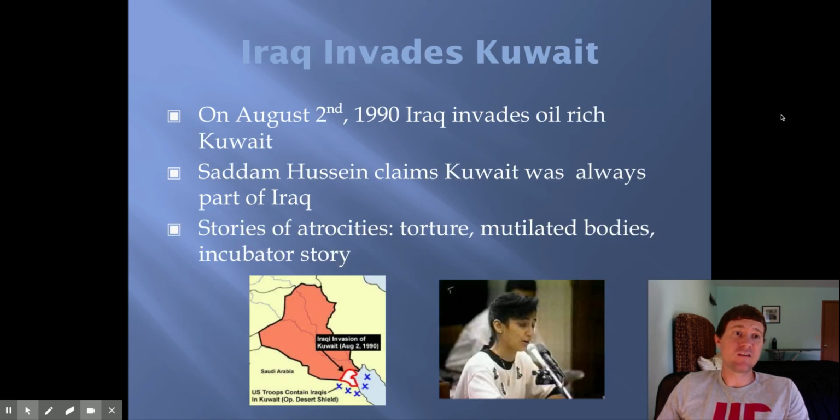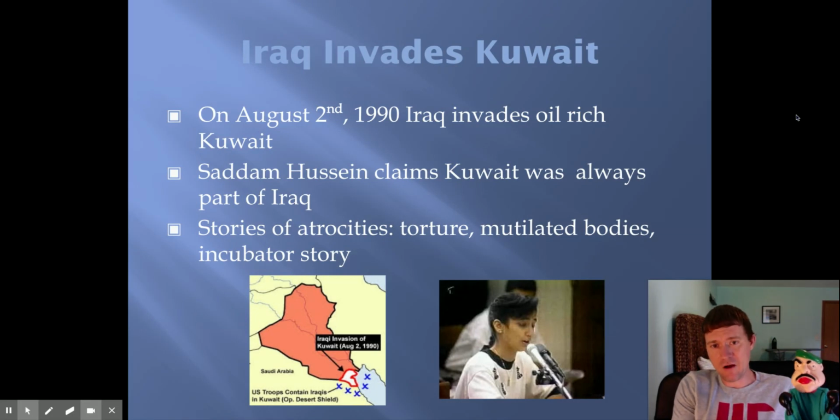So let's get to the major event. In 1990, Iraq is going to invade Kuwait. Kuwait was a very rich oil-filled country, and Iraq invades Kuwait. Now, Saddam Hussein is the leader of Iraq. He's trying to claim that Kuwait was always part of Iraq. The United States does not agree with this, nor does Kuwait.